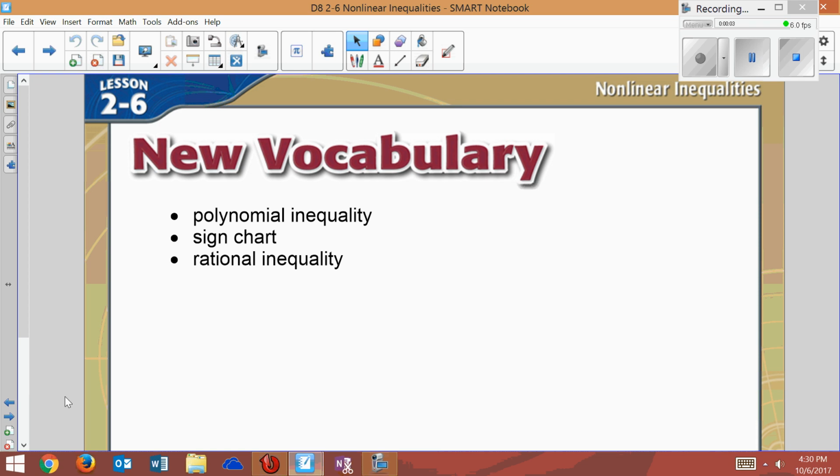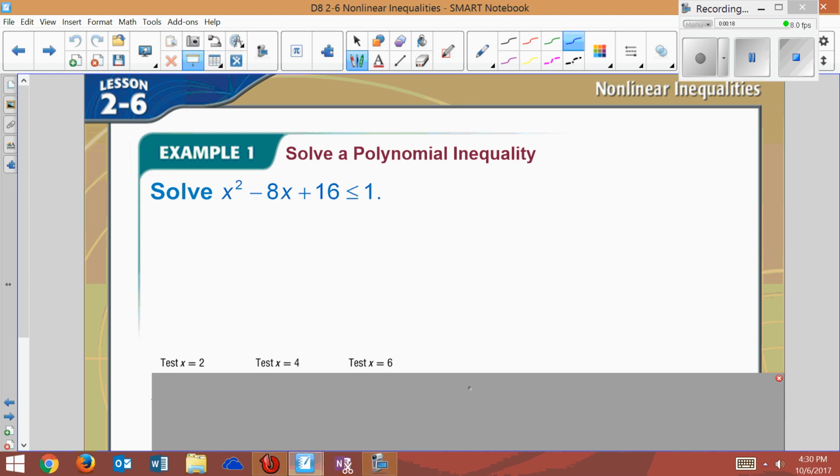Hello, today we're going to be looking at nonlinear inequalities. What this means is basically any inequality that's something other than linear. So it could be quadratic, it could be rational, it could be anything like that. Here we have listed sign chart. We're not going to do much of that. So I'll show you. Here's the first example.